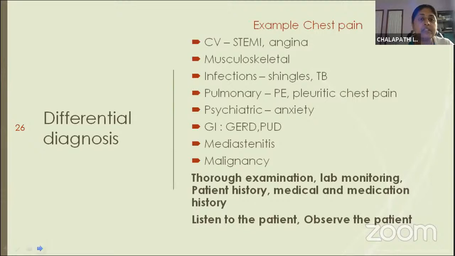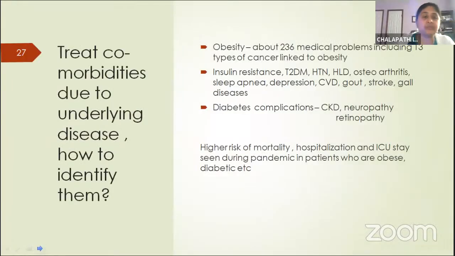They're making notes of whatever the patient is telling, but are they seeing the patient? Are they seeing how the patient is sitting? What does their face say? Facial expression. What does their body say? Have they lost weight? Are they looking good? So these are the things that the doctors, apart from what the lab records say, have to do: listen to the patient and observe the patient, which will sometimes give us more information. So next question, treat the comorbidities, how to identify them.